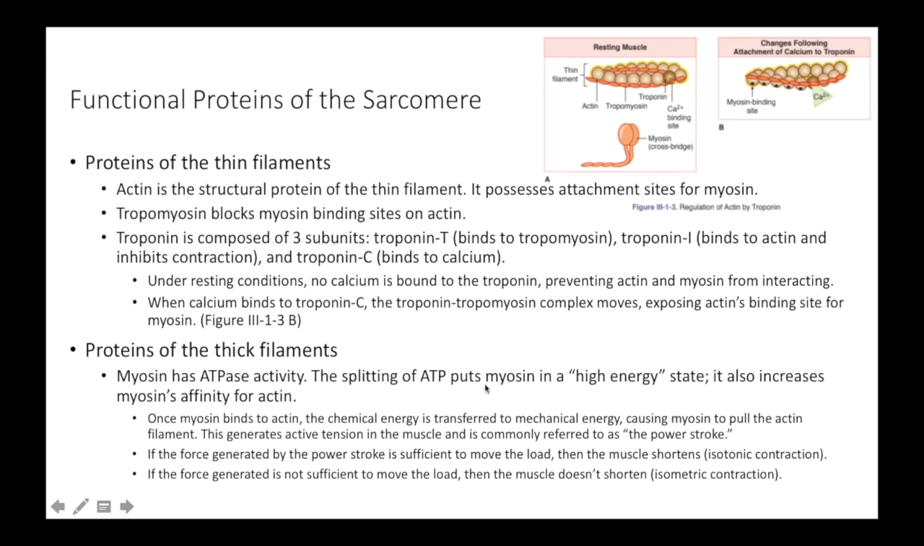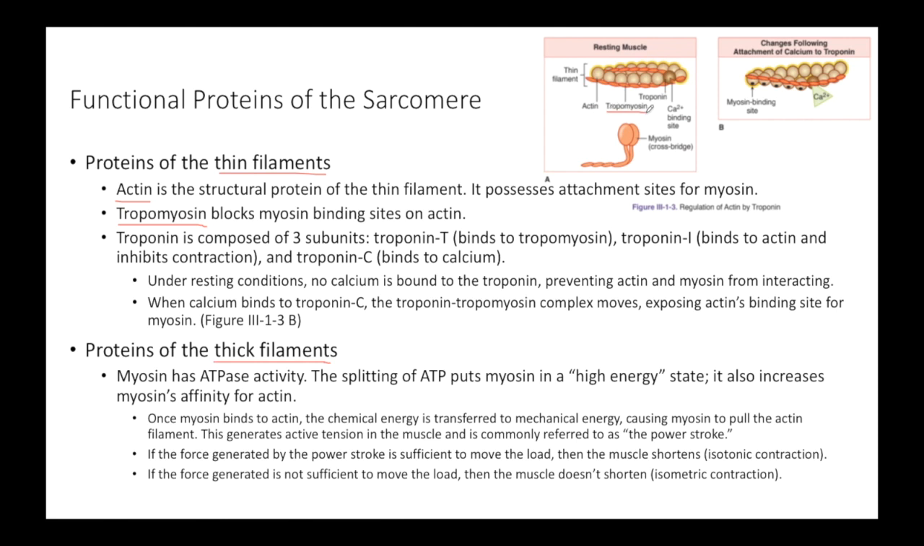Okay, so within the sarcomere we have functional proteins. We have proteins of the thin filaments and proteins of the thick filaments. And this is going to come up in a question later, so make sure you're paying attention. So the structural protein of the thin filament is actin. And actin has attachment sites for myosin. Of course, they interact with one another. And we have something called tropomyosin that blocks these binding sites on actin.